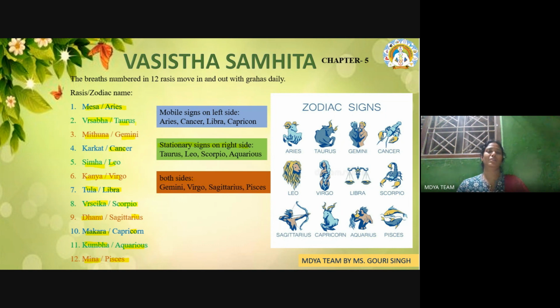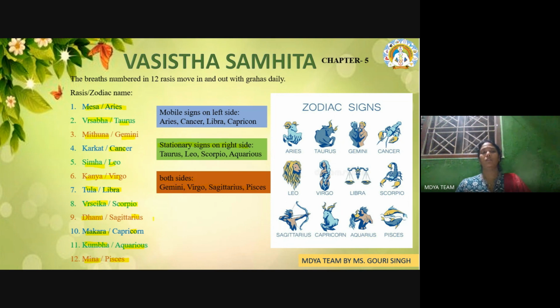You can easily remember in this way which signs, or which zodiacs, are movable on the left side: that is 1, 4, 7, and 10. Immovable, that is the right side: 2, 5, 8, and 11. The four rasis are divided accordingly. So of the total 12 rasis, 4 are movable, 4 are immovable, and 4 are both sides, belonging to left, right, and both. In this way you have to remember. It is easy because I gave it to you color-wise, so it is easy to find out. 1, 2, 3, 1, 2, 3, in this way.